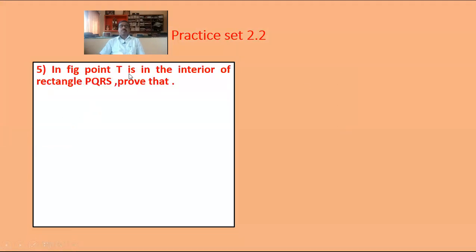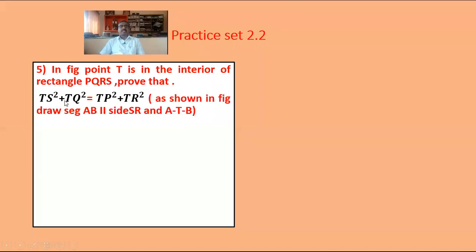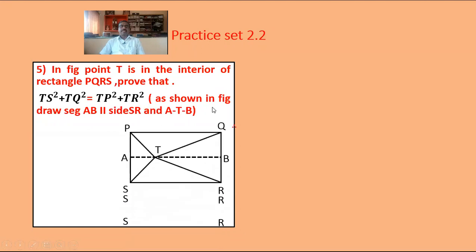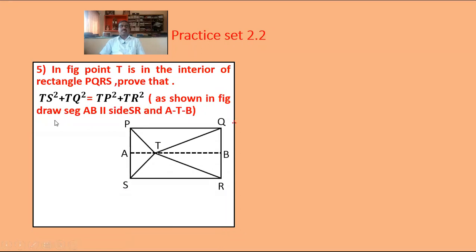In the figure, point T is in the interior of rectangle PQRS. Prove that TS square plus TQ square is equal to TP square plus TR square. As shown in the figure, draw segment AB parallel to SR, with A-T-B collinear. Then prove that TS square plus TQ square is equal to TP square plus TR square.